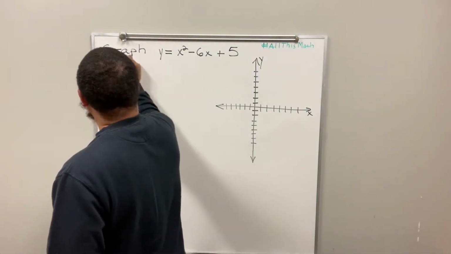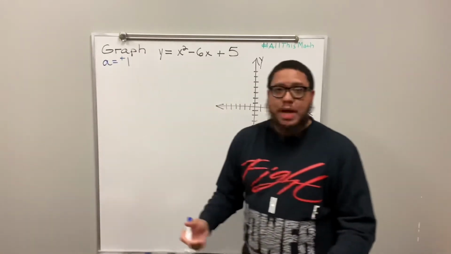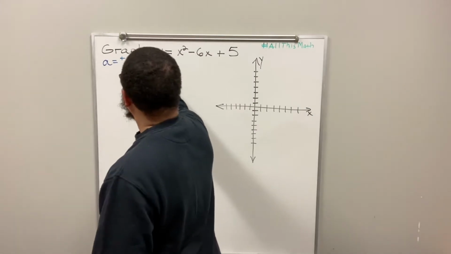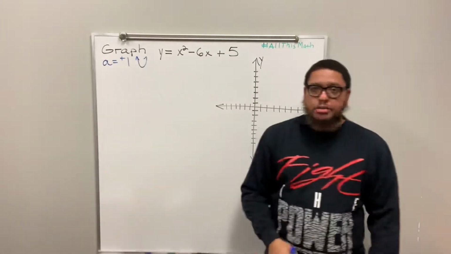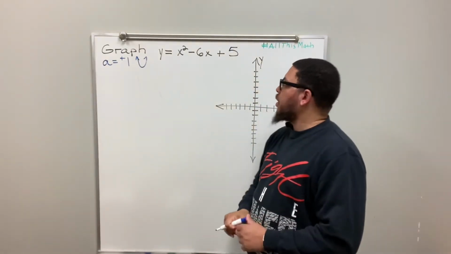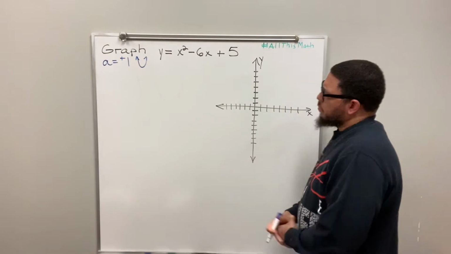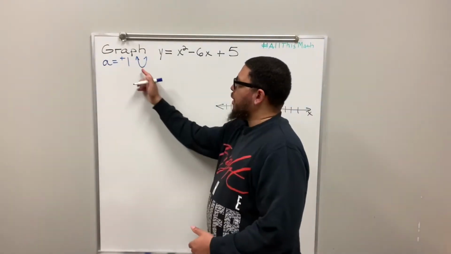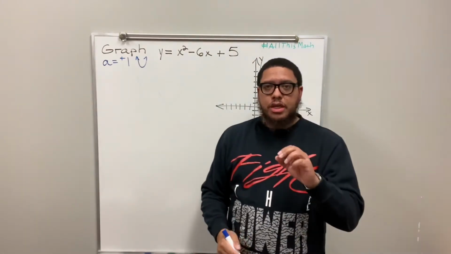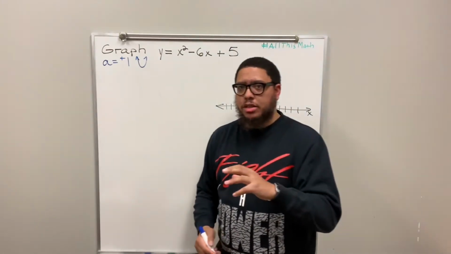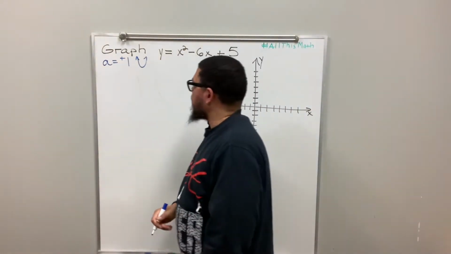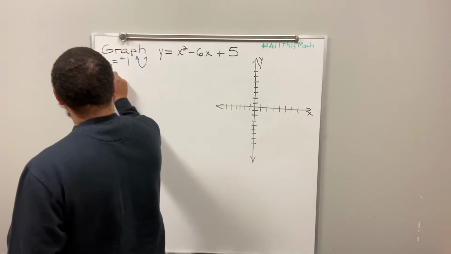A equals positive 1. Now, because a is positive 1, that tells me that my parabola is going to open up, like that. All right? That's important information. Next thing I want to know is, if it's going to open up, what's my lowest point going to be? That lowest point is called the vertex. You always want to know what your vertex is, whether it opens up or it opens down, right? So this is how we're going to figure out what the vertex is.